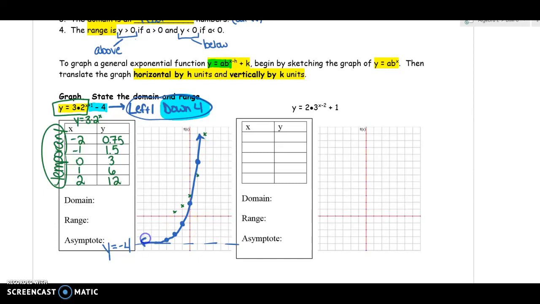Also, try to make sure that your graph doesn't curve back up from the asymptote. You're not making a J. It needs to approach the asymptote, get closer and closer to the asymptote without curving away from it.